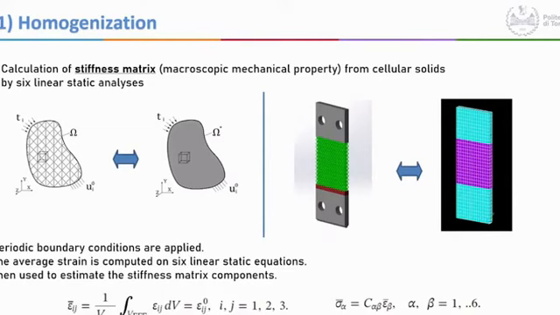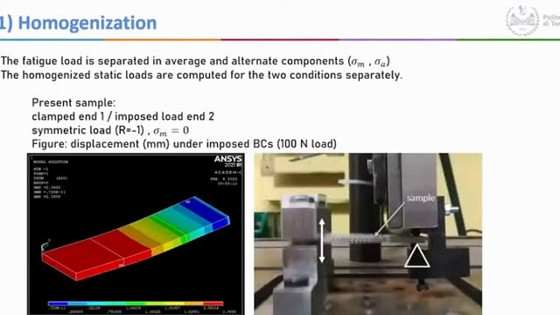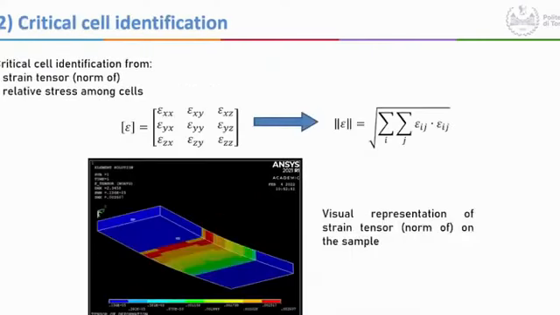So in this way, we are able to provide a very fast simulation in the static field of our sample. And in this case, the 2 components of the fatigue load, average and alternate components, are separated and used to provide 2 single separated simulations. In this case, our sample is a cantilever beam. So we applied the experimental load on one end and the clamping on the other end. And we measured, in this case, the displacement under a 100 Newton load.